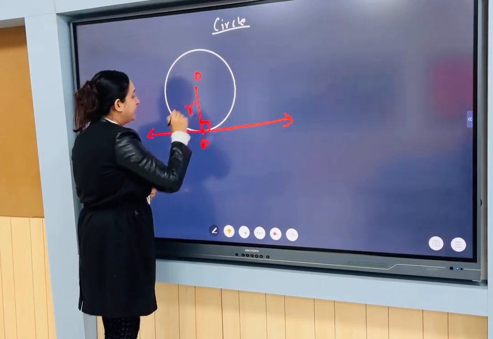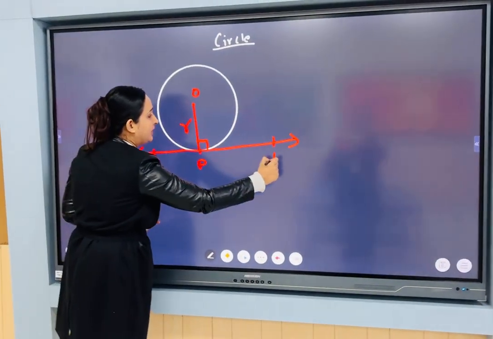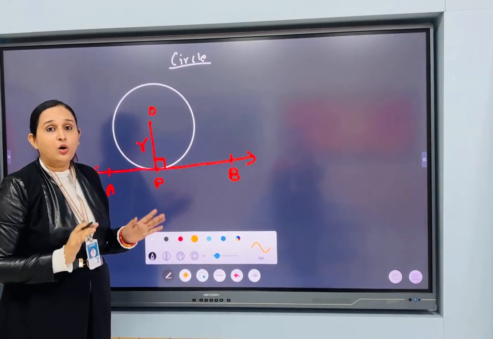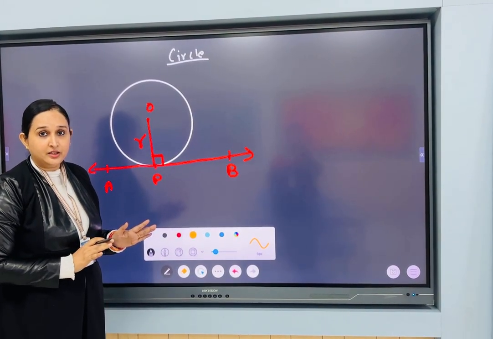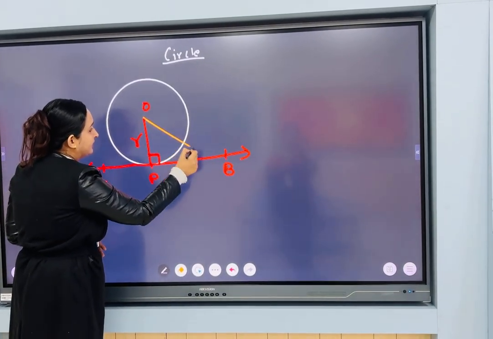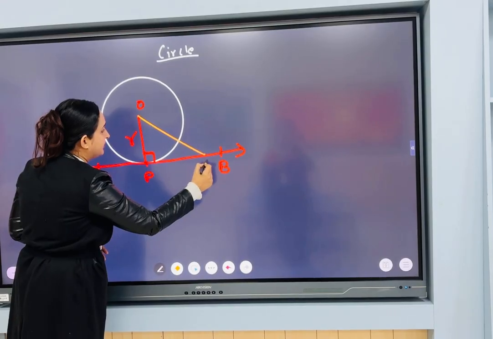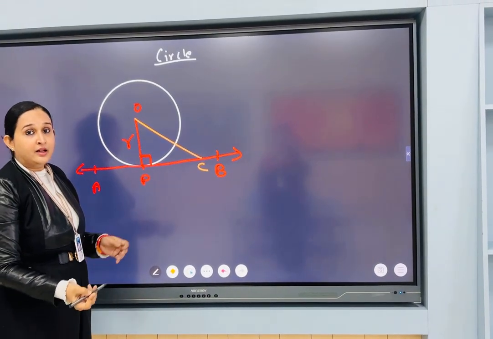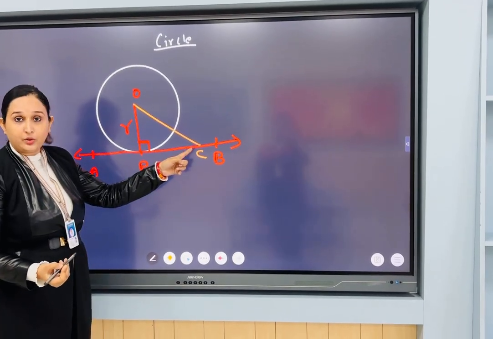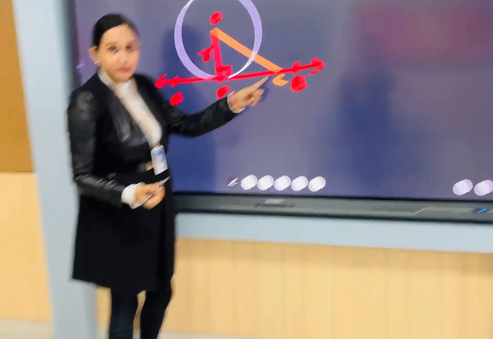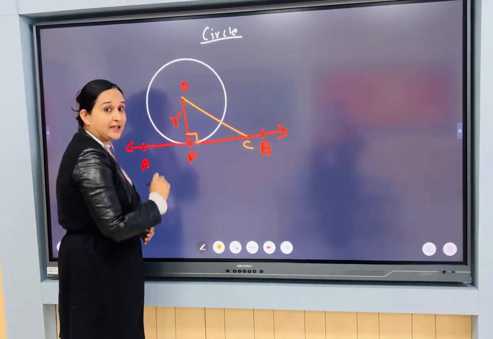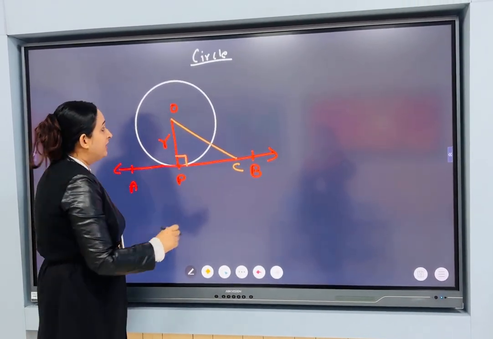So this is the radius. Now, how will we prove it? We all know the Pythagoras theorem, right? Now suppose there is a line OC, then OC squared is equal to OP squared plus PB squared as per Pythagoras theorem, right? But we have to prove that this angle is 90 degrees.